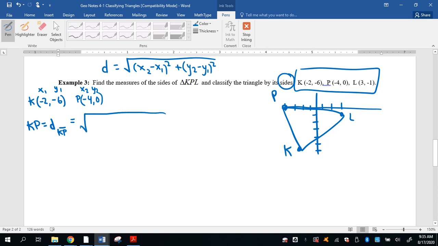And then we have the square root of the quantity -4 minus a -2 squared plus 0 minus 6 squared. So we have the square root of -2 squared. It's important to keep those parentheses. So a negative times a negative is a positive. So we have 4 plus 36, which is the square root of 40.